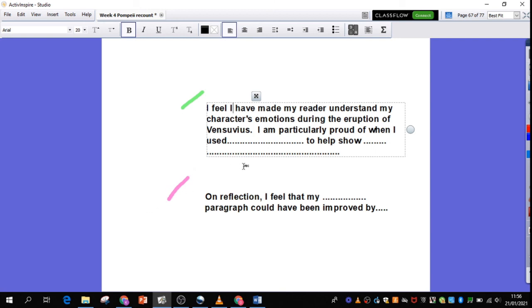Then a pink: on reflection, I feel that, which paragraph, your first, your second, your third, or your fourth paragraph could have been improved by what? What could you have done to that paragraph to make it even better? Then when you have pinked and greened your work, Year 6, please send all your work through to your class teacher at the end of the day.